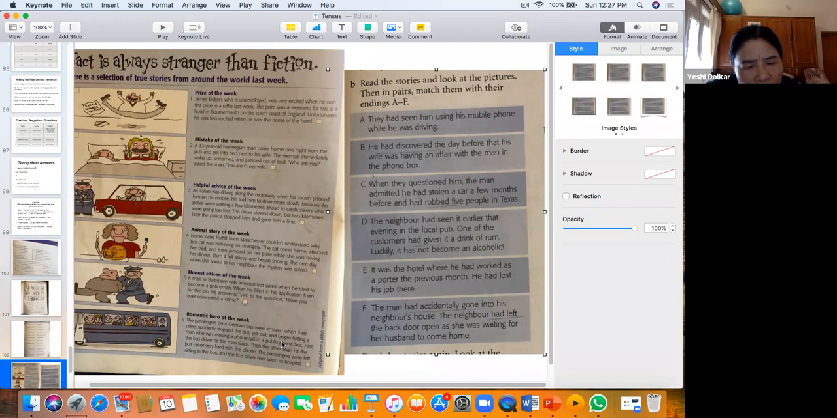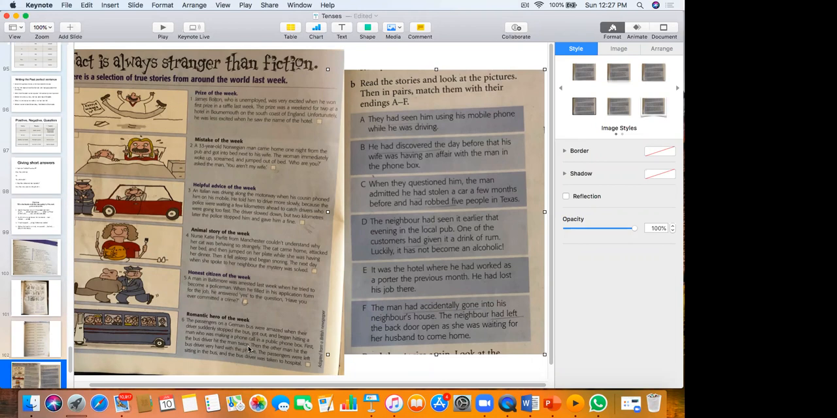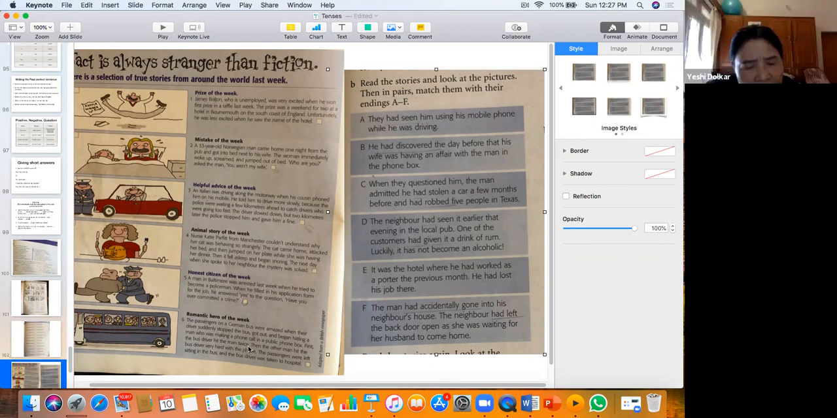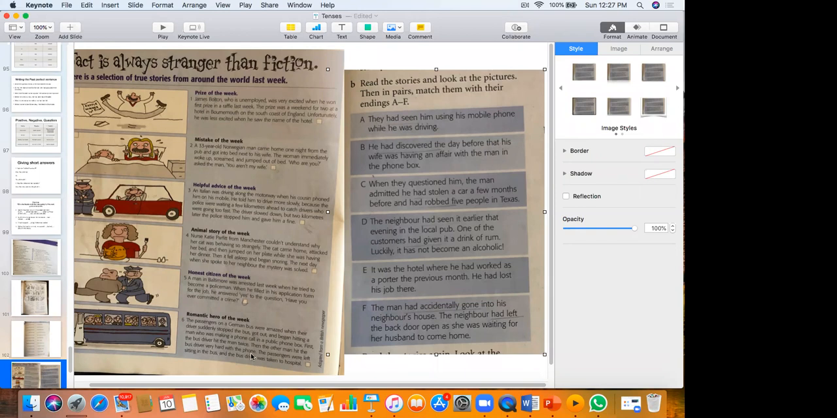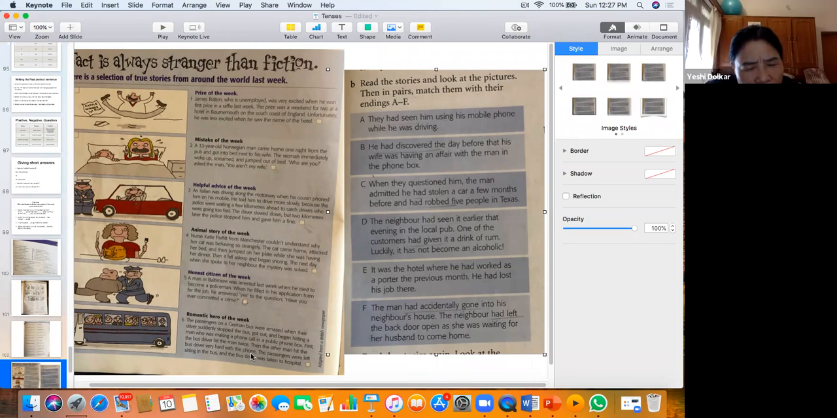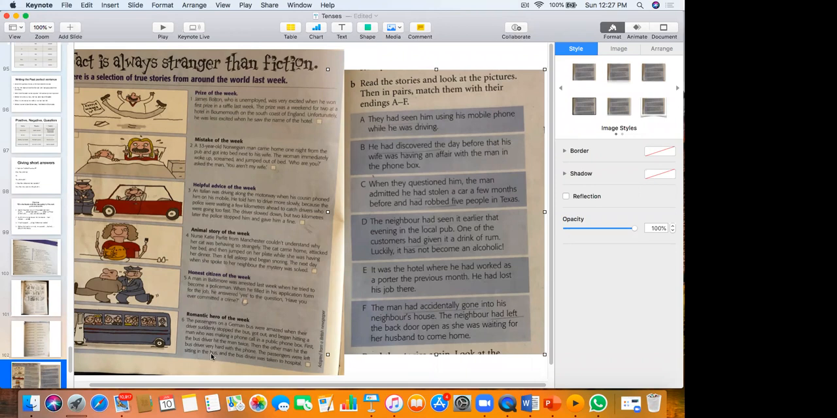First, the bus driver hit the man twice. Then the other man hit the bus driver very hard with the phone. The passengers were left sitting in the bus.